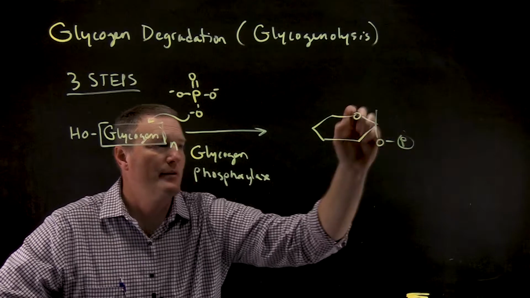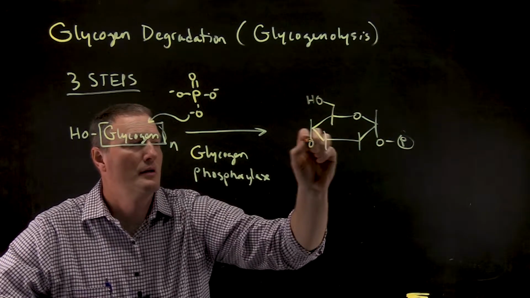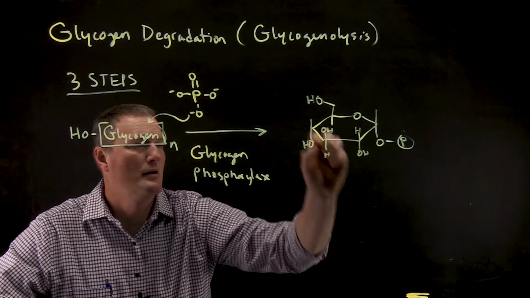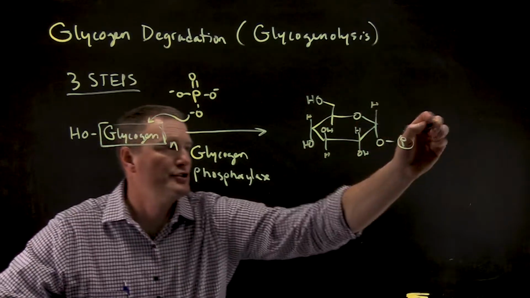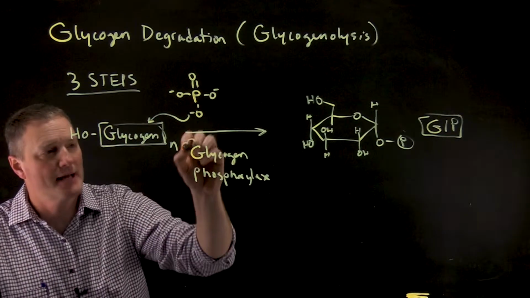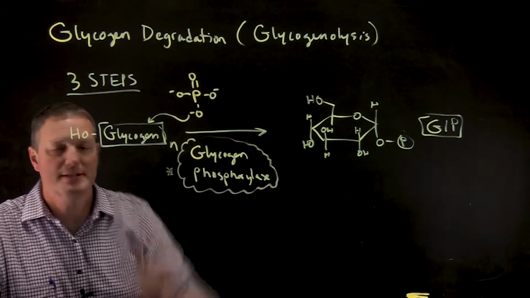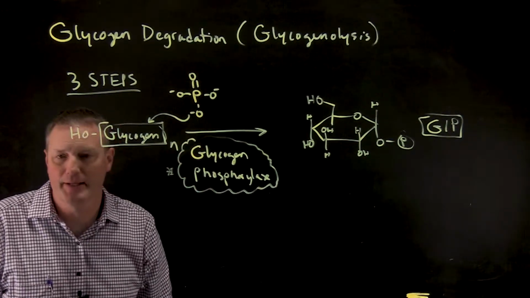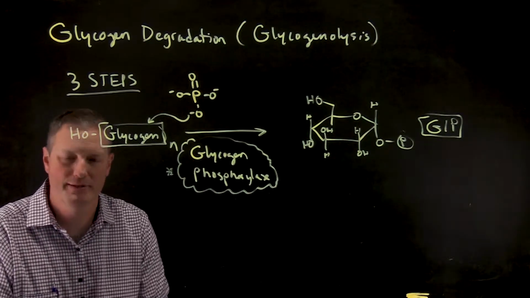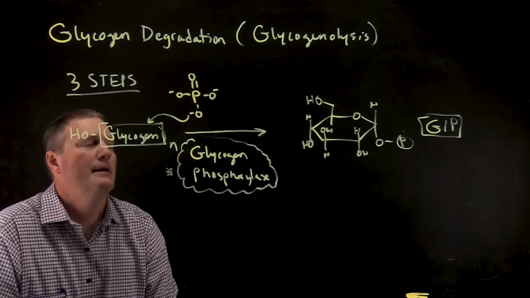And I'll just abbreviate that with a circle P. So this is G1P. And this enzyme, glycogen phosphorylase, is heavily regulated. If the cells receive signals saying that the glycogen needs to be broken down so that glucose can ultimately be shipped out into the blood so other organs might be able to use it, glycogen phosphorylase would be switched on.